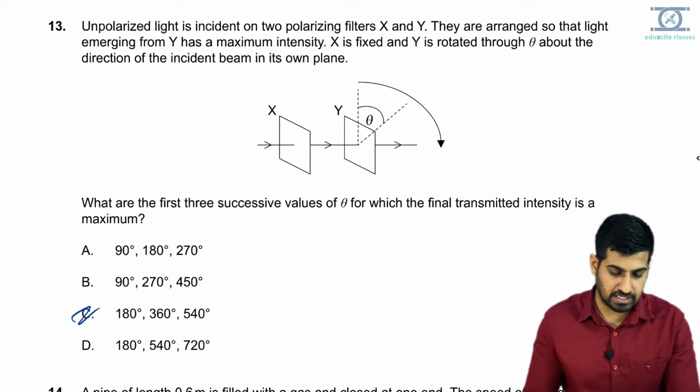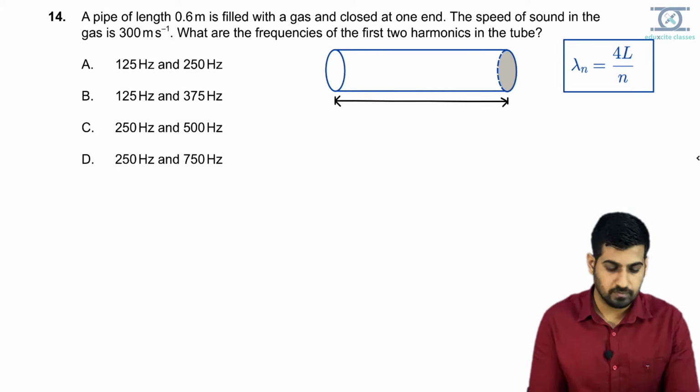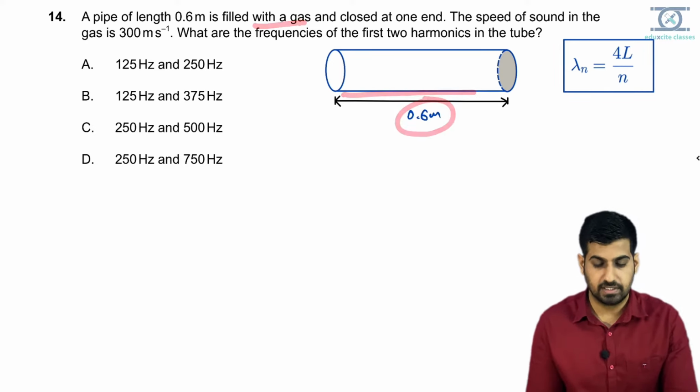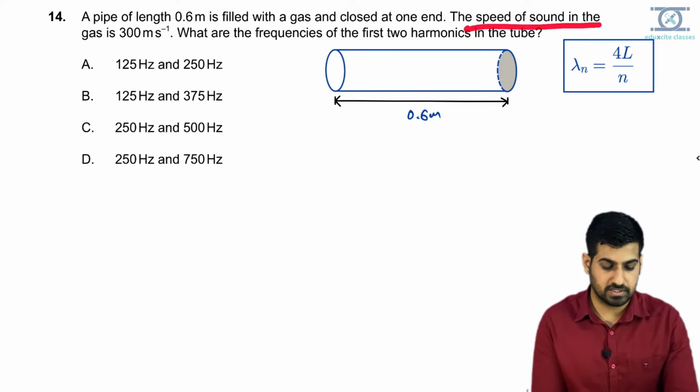So this will be the right answer. Question number 14. A pipe of length 0.6 meter. I have drawn a pipe of length 0.6. This is filled with a gas having one end closed. So this end is the closed end. The speed of the sound in the gas is 300 meter per second.